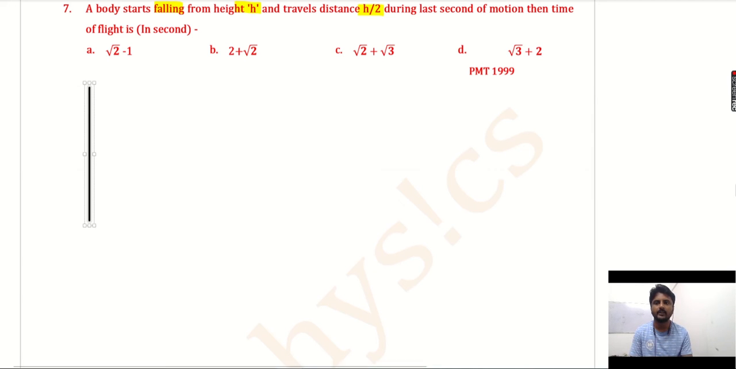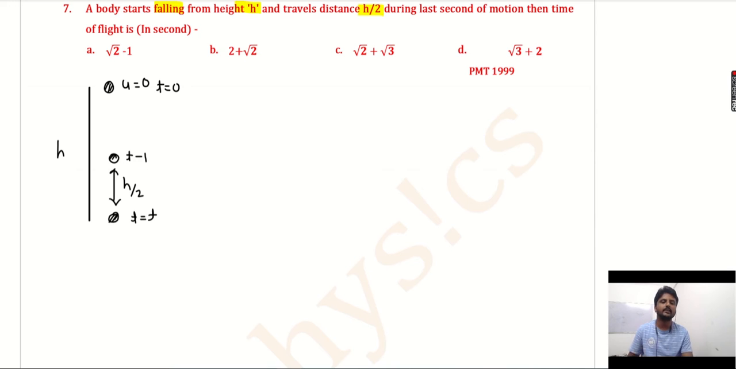See, a body starts falling from a height. So u is equal to 0, height is h, and it travels h by 2 during the last second. So let's say at t is equal to 0, the particle started its motion and the time required to reach the ground is equal to capital T. And in the last second, it is covering the distance of, see, this time will be t minus 1 and it is covering the distance h. This time will be t minus 1, and in t minus 1 to t, it is covering the distance h by 2.